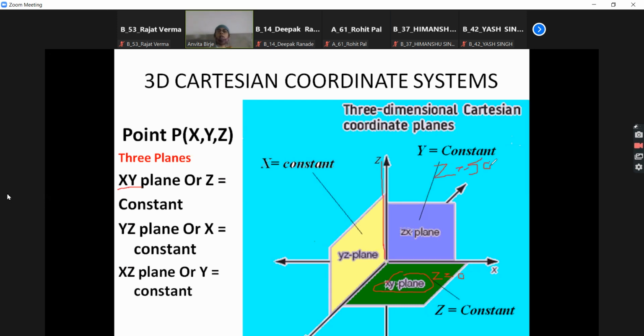Okay, so z is equal to 50 is your ceiling. It is also xy plane. It is parallel to your floor. So it is also xy plane. It is at a height of 50 meters. So it is a ceiling. Okay. So जैसे xy plane है वैसा ही दो planes और हैं.